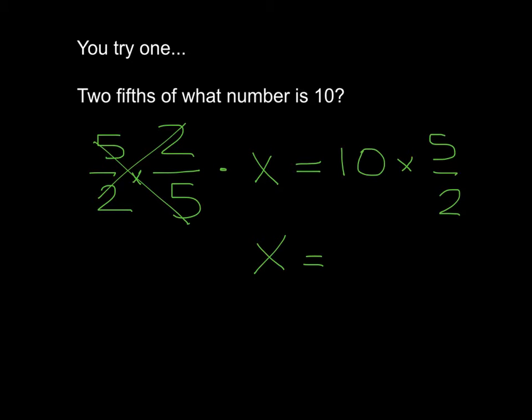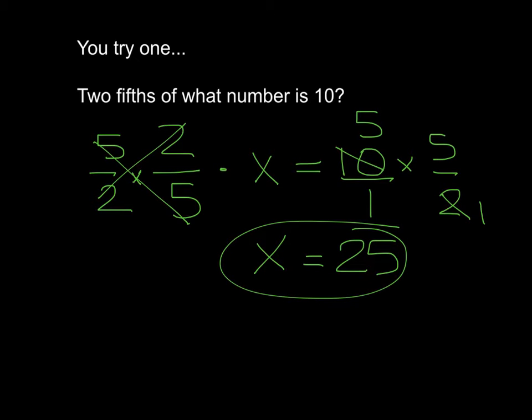On the right-hand side, I need to rewrite the 10 as 10 over 1. Look for anything that'll cancel. 2 will go into 2 one time and into 10 5 times. That leaves me with 5 times 5, which is 25. So x equals 25.